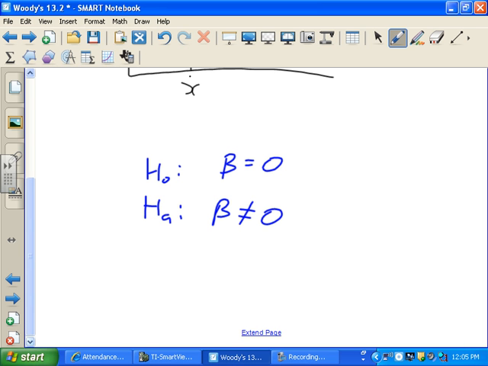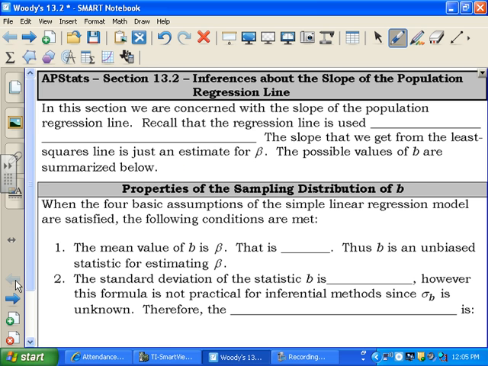Okay? So connecting two or three dots. I'll get to the fine parts right now. I think today is actually a little bit easier than yesterday because it's more recent than the stuff we've done. So in this section, we're concerned about the slope of the population regression line. Recall that the regression line is used to predict values for the dependent variable.